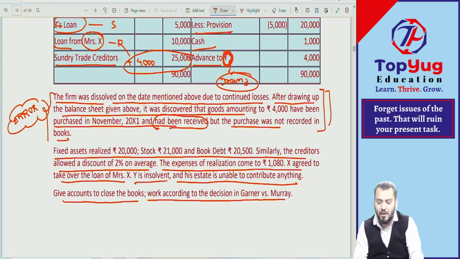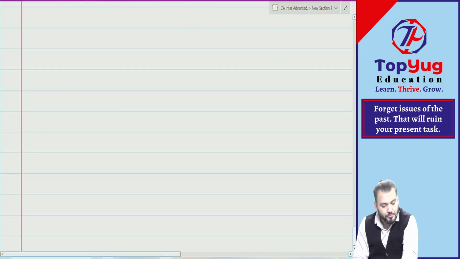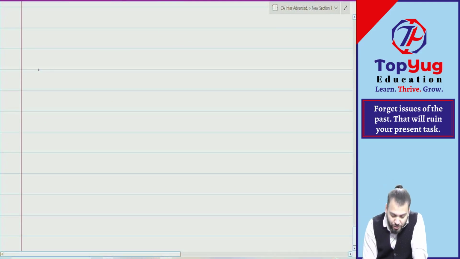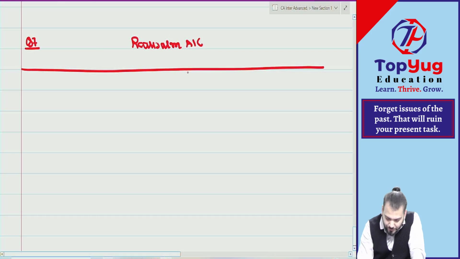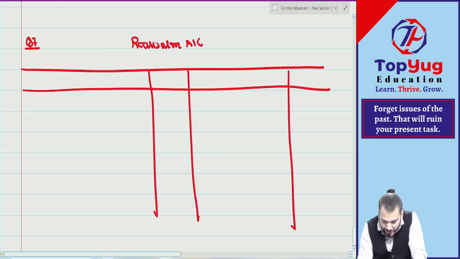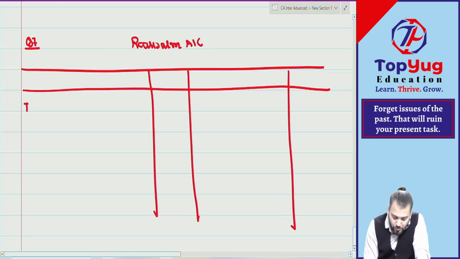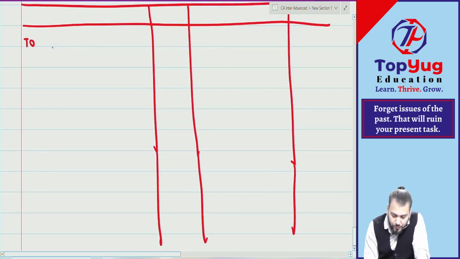Once again, a simple question. If you understood the first para, let us do it fast. So we are doing question number 7. Do you want to prepare the PL adjustment account or do it directly? Directly. We can also prepare one account, the PL adjustment account. So start. Fixed asset, how much?